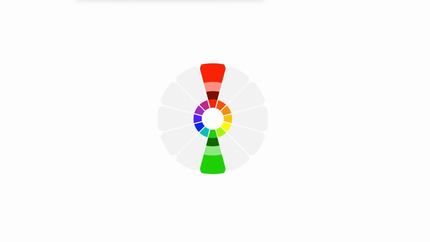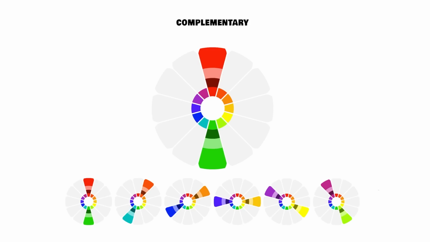Don't miss out. Now, the third harmony, and this will start to go much faster now, is the complementary color harmony. This is one of my favorite because it's the most contrast we'll ever have in a color harmony.